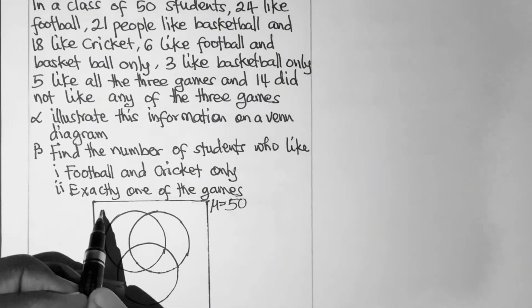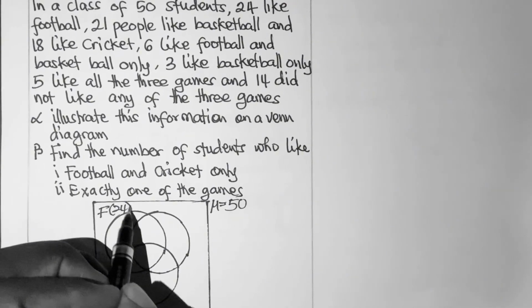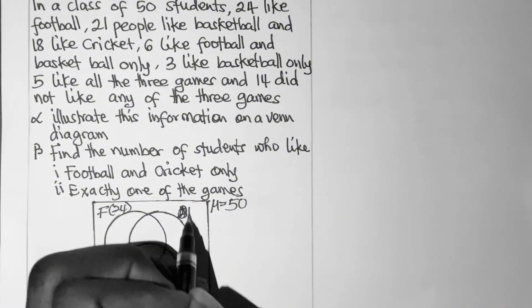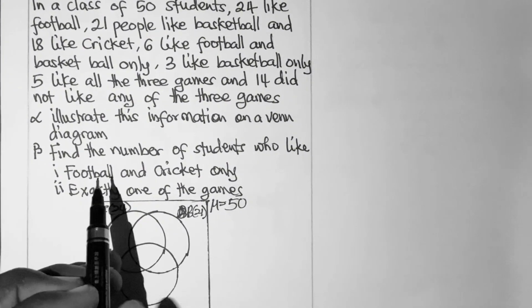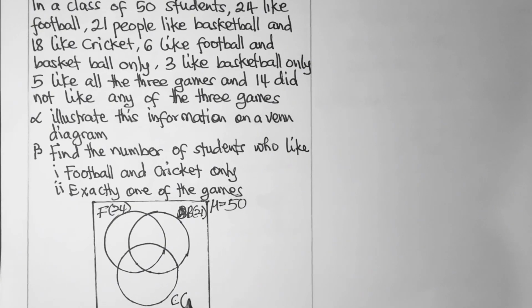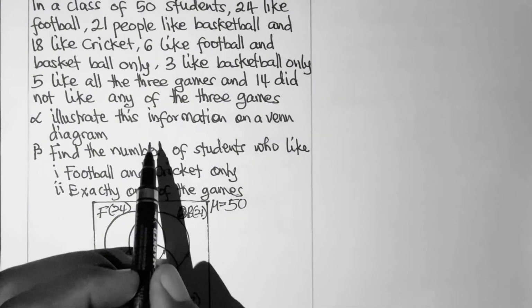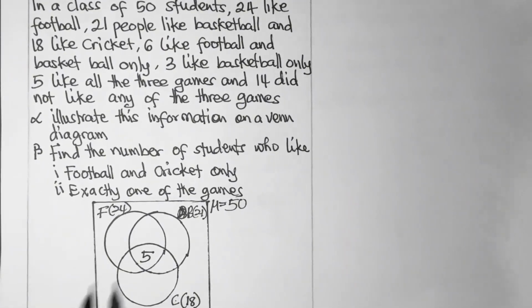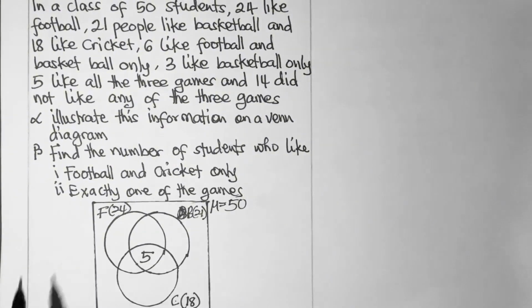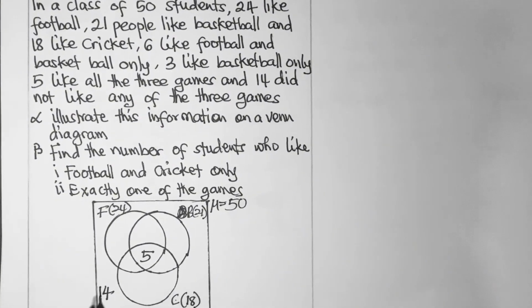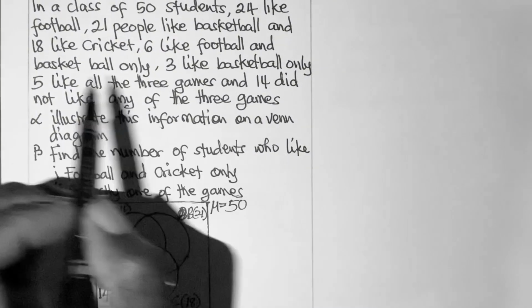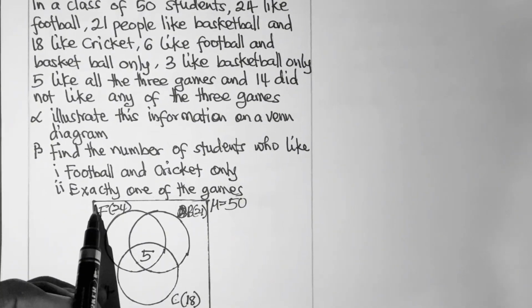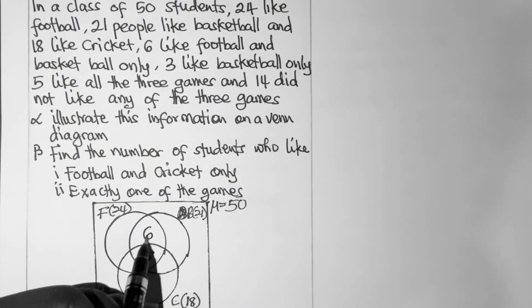Then 24 like football, so football is 24. Then 21 like basketball, so basketball is 21. Then 18 like cricket, so here's cricket, it's 18. Now it says 5 like all 3 games, so this one is 5. Then 14 did not like any of the 3 games, so the 14 comes outside here. And he says that 6 like football and basketball only, so football and then basketball only is 6.